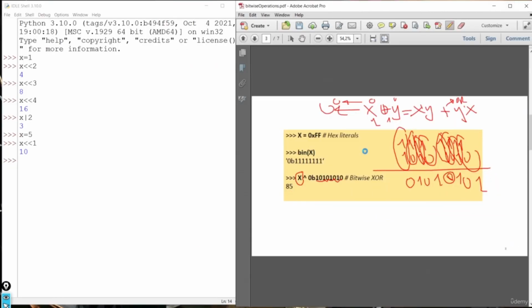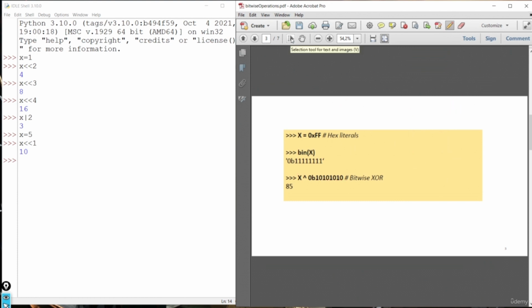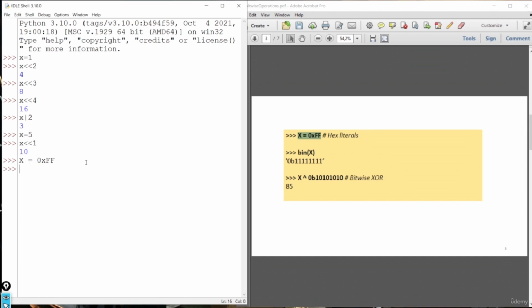So let's make practice. Okay, x is defined as 0xff. We can convert it to binary using bin x. Okay, this is the binary equivalent of ff. We can take the exclusive OR of x and binary number 1 0 1 0 1 0 1 0, and the result is 85, as it's seen here.